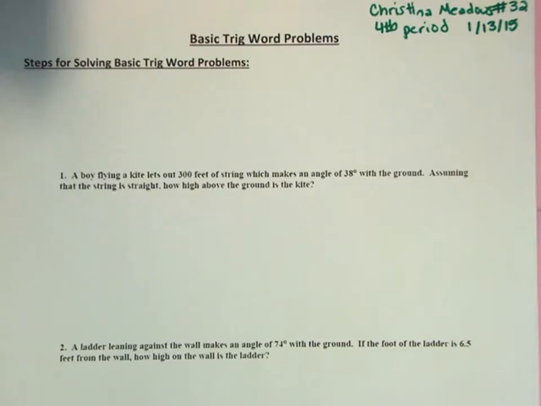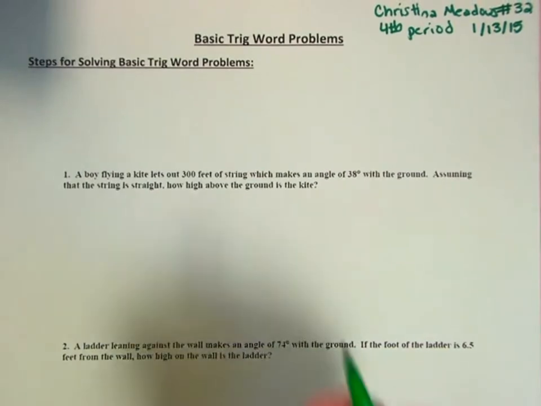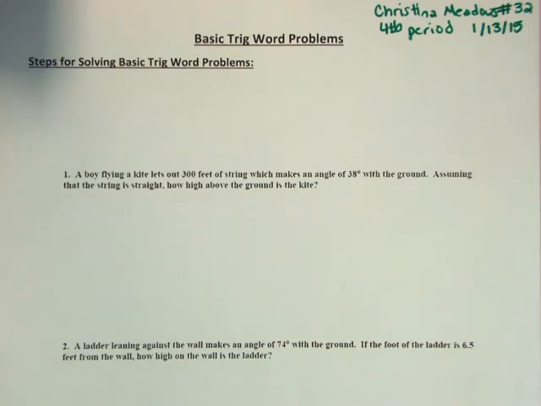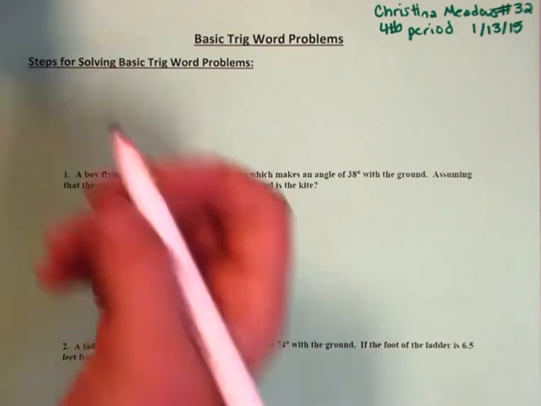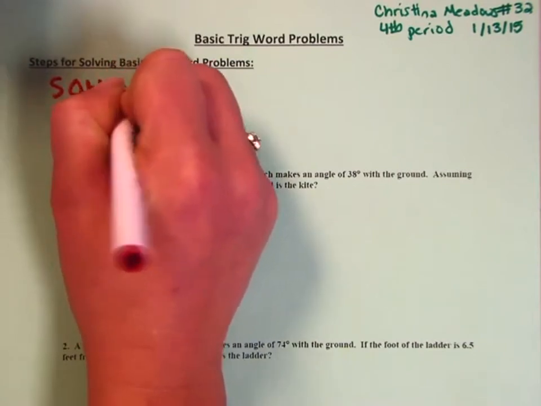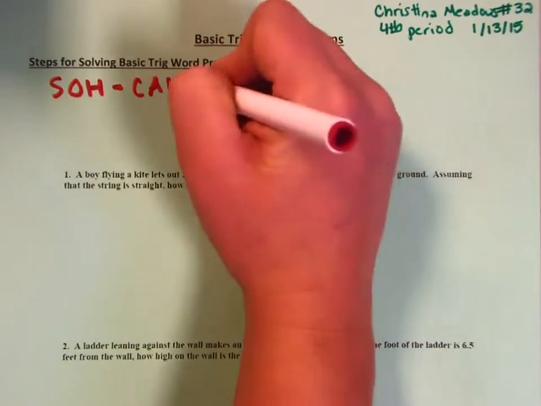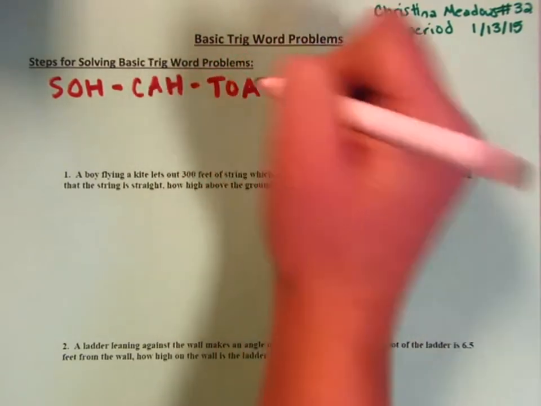Okay, we are practicing our basic trig word problems now. So on our word problems, let's start out with a few basic steps. As always, we want to remind ourselves that we have SOH CAH TOA.